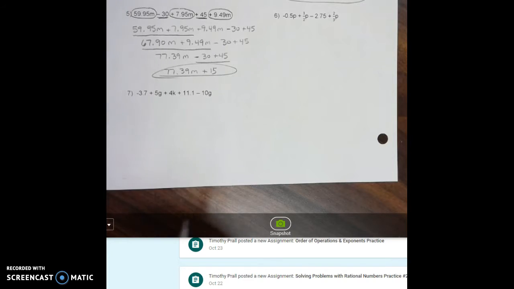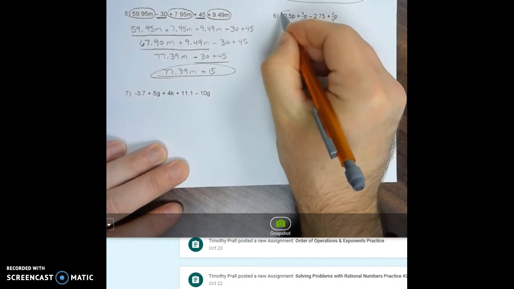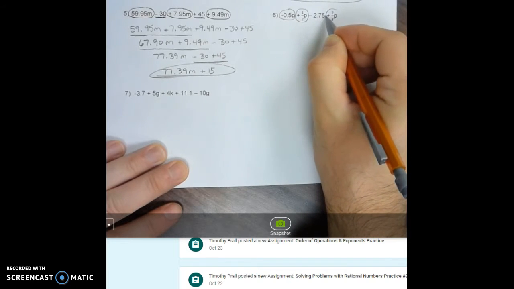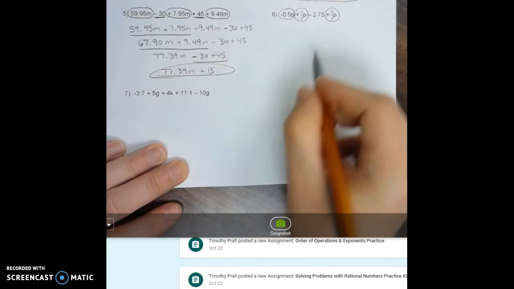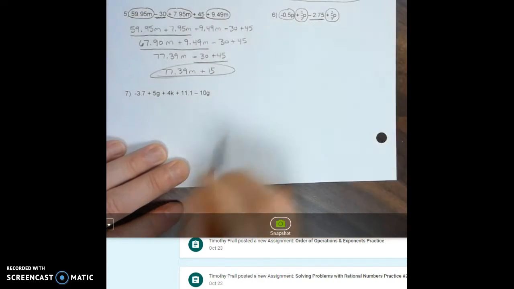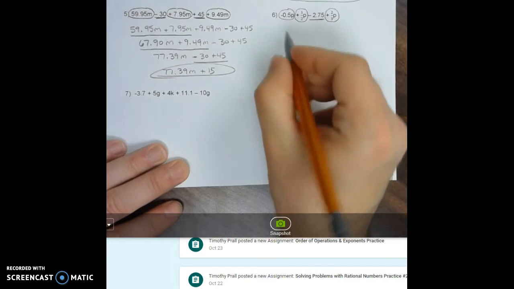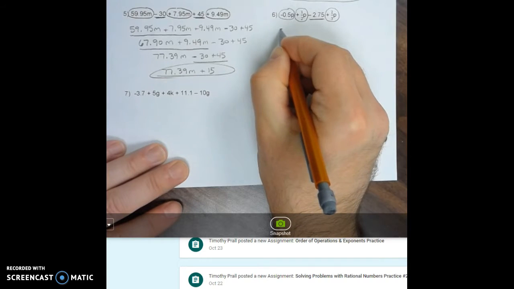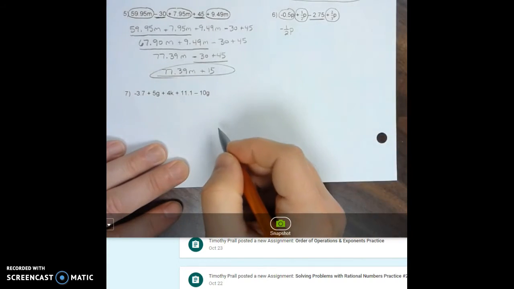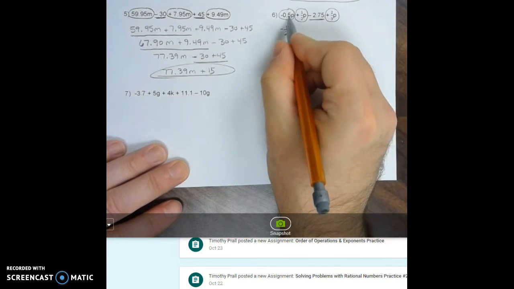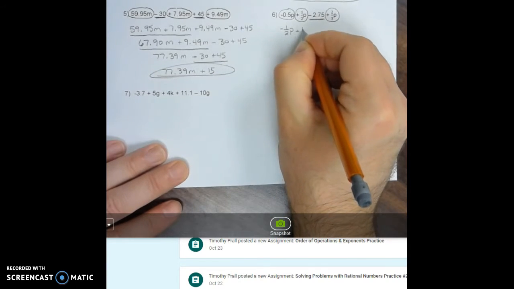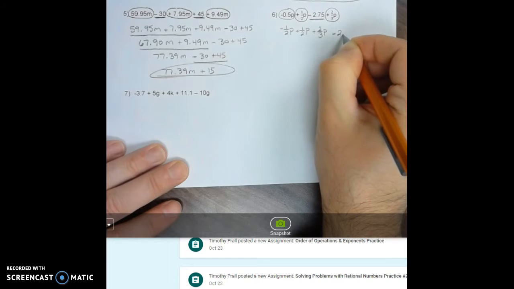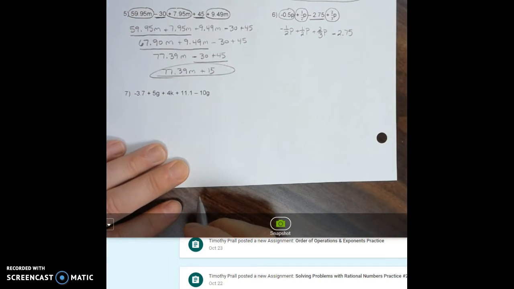In example 6, I'm going to put circles around my variable terms. So I have negative 5/10 p, positive 1/2 p, and positive 2/3 p. I'm going to underline my only constant, which is negative 2 and 75/100ths. And now I'm going to rearrange it so that my variable terms are out front. Now, negative 5/10 p is really the same as negative 1/2 p. So I'm going to write it as negative 1/2 p, and you'll see why that's going to be beneficial in just a moment. So that's negative 1/2 p plus 1/2 p plus 2/3 p minus 2 and 75/100ths.